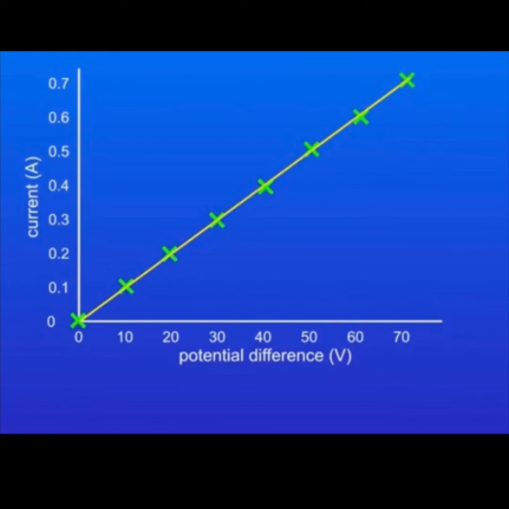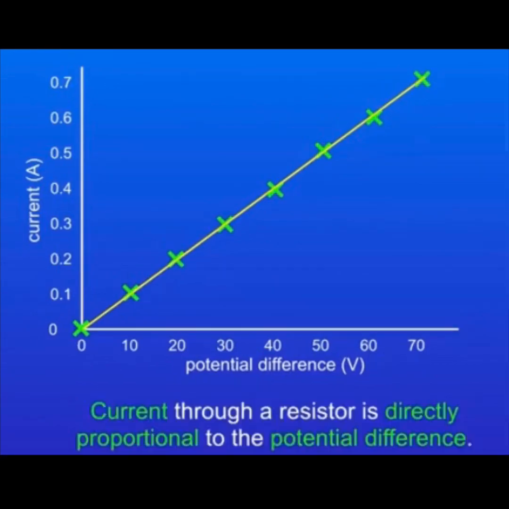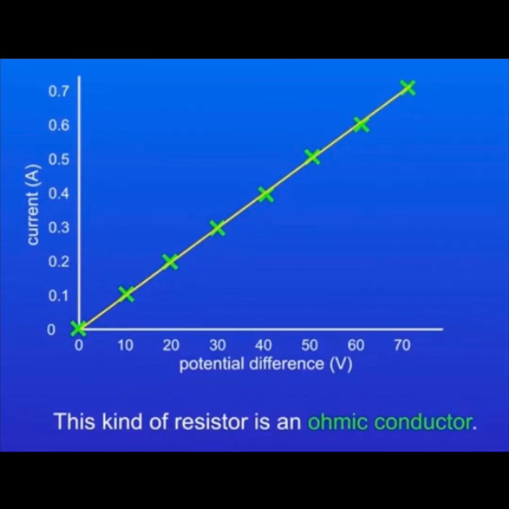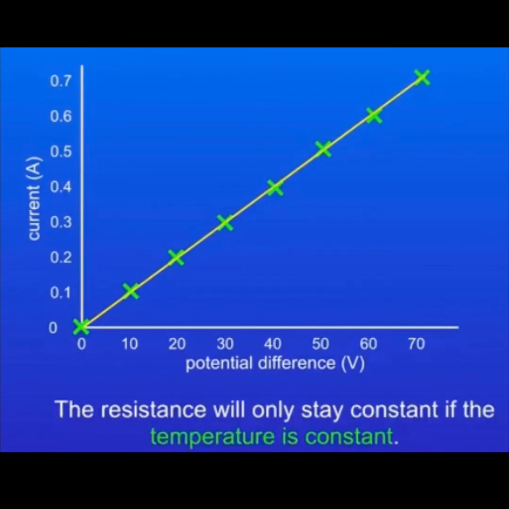So the graph will be between the current and the potential difference. The graph is a straight line starting from the origin, which is the 0 point, okay? So we can say that the current through a resistor is directly proportional to the potential difference. And take care, the resistance is constant. The resistance doesn't change if we increase the current. This kind of resistor is called an ohmic conductor. Also note that the resistance will only stay constant if the temperature is constant.